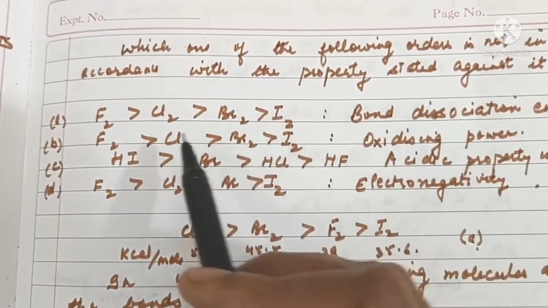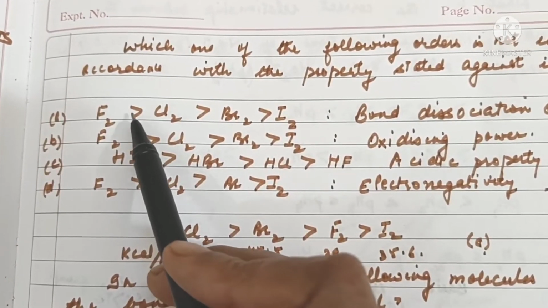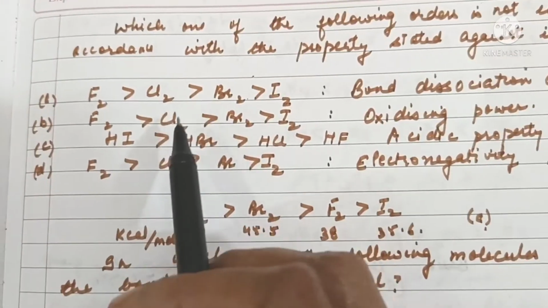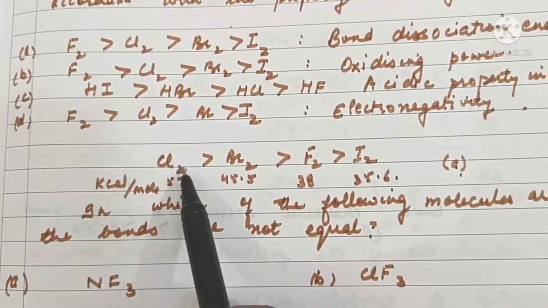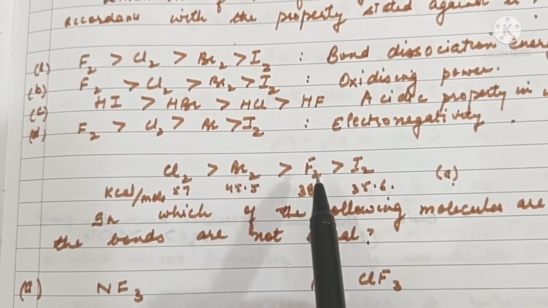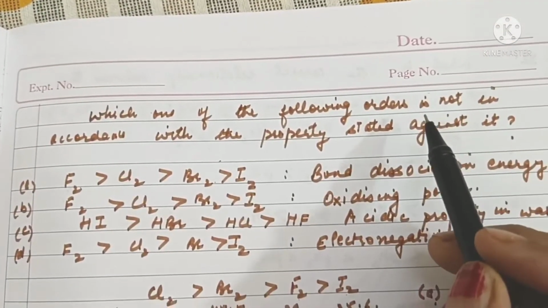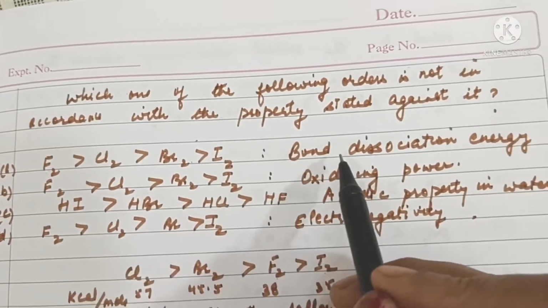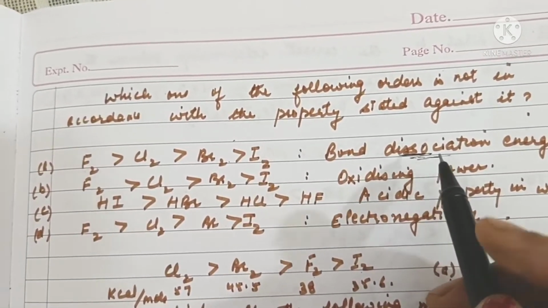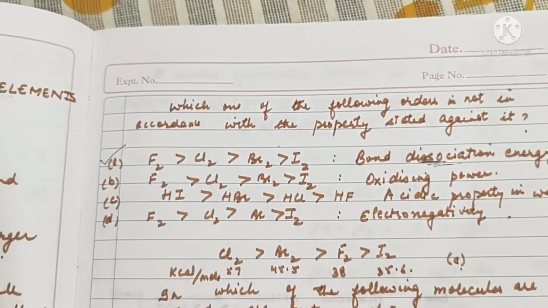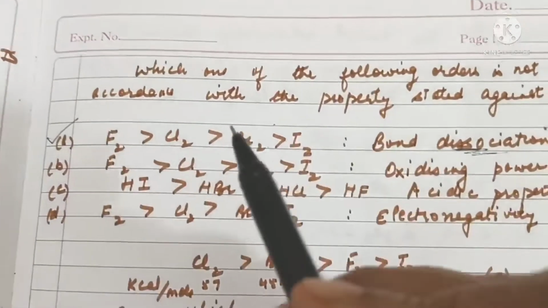So, bond dissociation enthalpy states fluorine is greater than chlorine. This is not true. So, the correct option is chlorine is greater than bromine is greater than fluorine is greater than iodine. So, this order is not in accordance with the properties stated against it. This is not in accordance with the property.